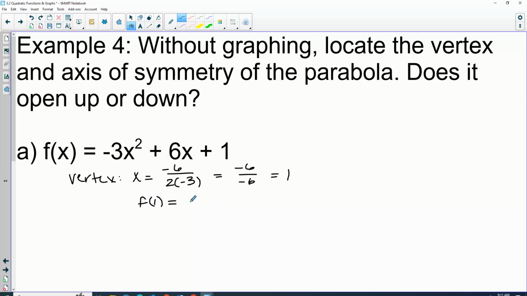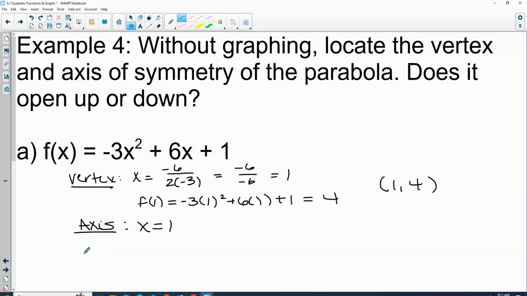And to get the full vertex, we have to put that back in. So we have -3 plus 6 plus 1, which is 4. So the vertex is the ordered pair (1, 4). Axis of symmetry is x equals the x value of the vertex, so x equals 1.